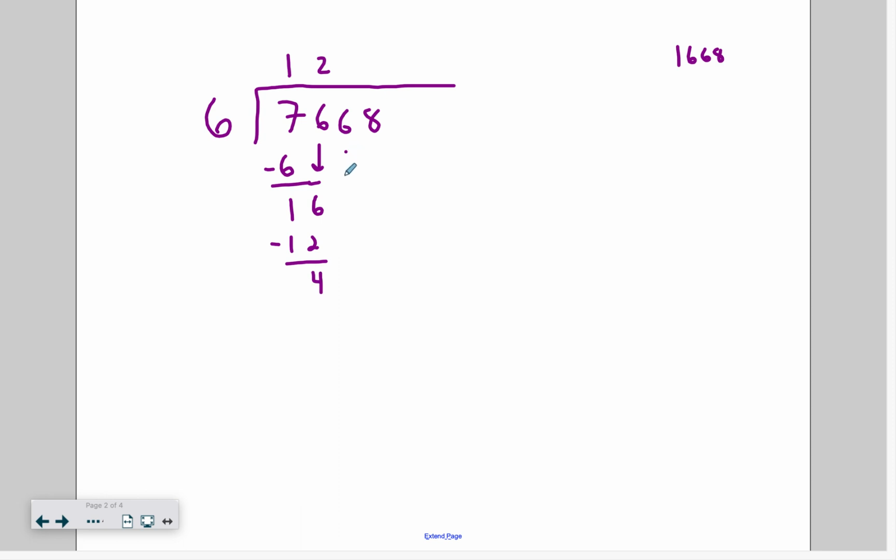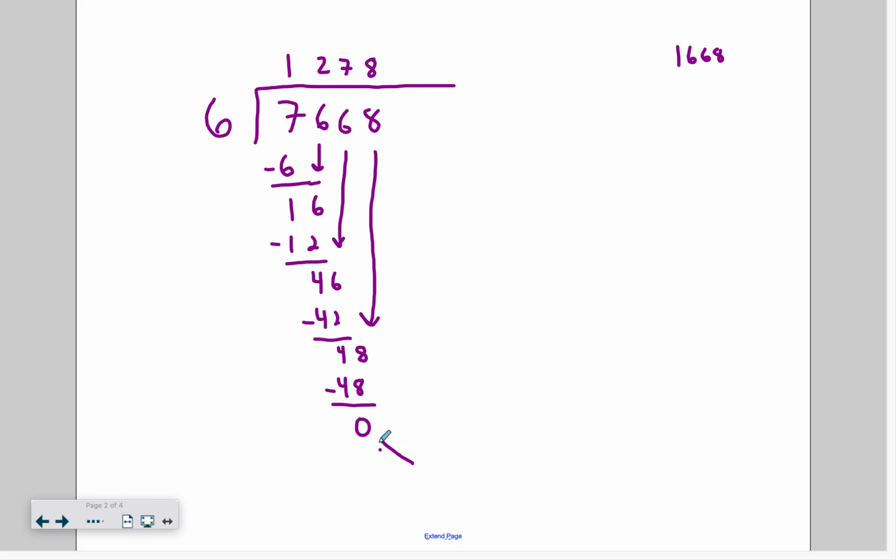And we repeat this process, bringing the 6 down, like so. 6 times 8 is 48, so this should be a 7. 7 times 6 is 42. Subtract to get 4. And lastly, bring the 8 down, like so. 6 times 8 is 48. We can subtract. Now what we get here is a remainder of 0.